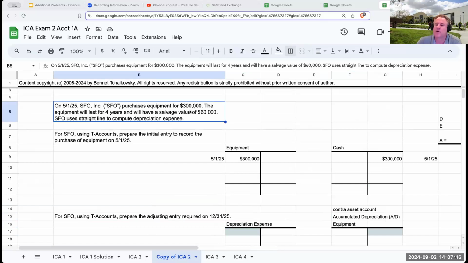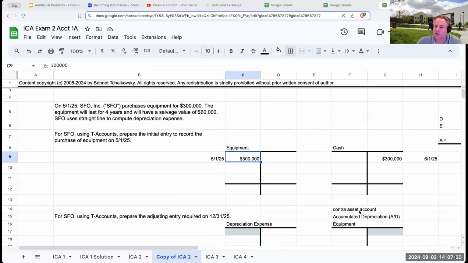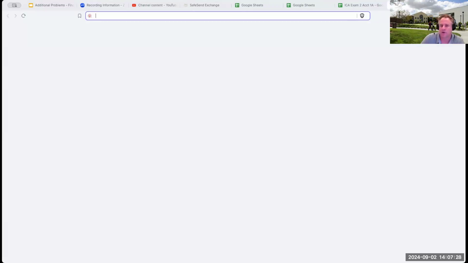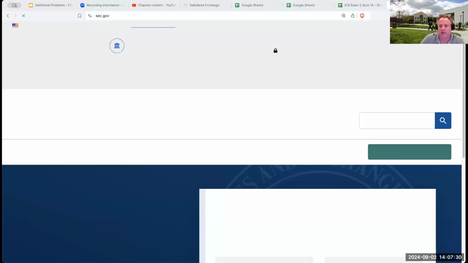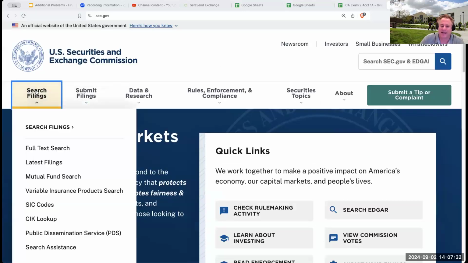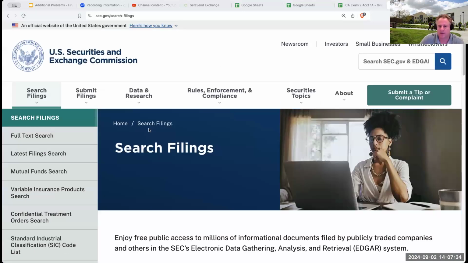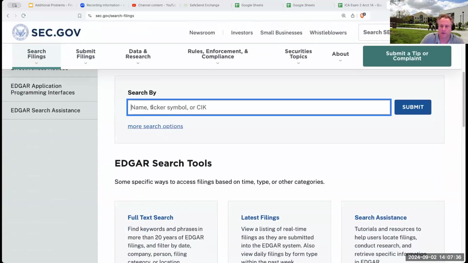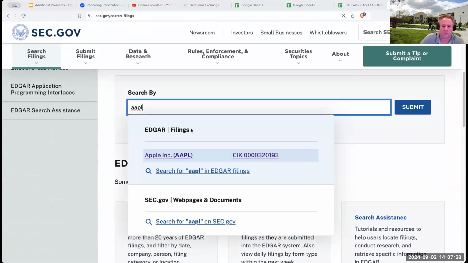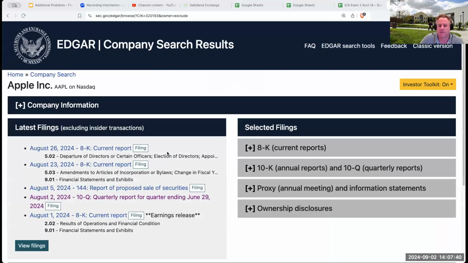And so let's now go over here and look to figure out how to compute it. And again, why are we not crediting equipment? It's because equipment has physical substance. And let's go ahead and take a look at sec.gov, right? Fun place to go and look. We go over here to Apple.